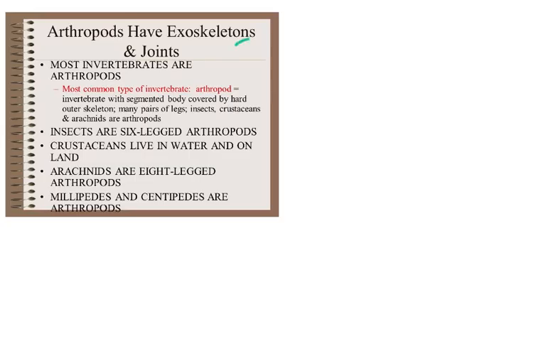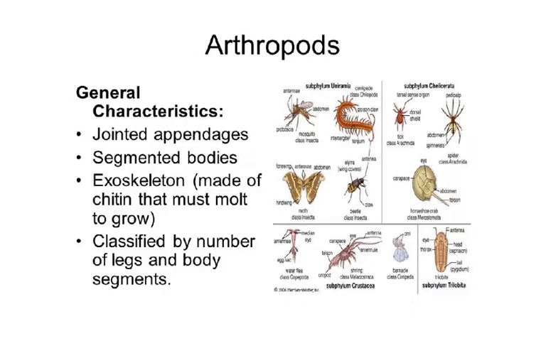Basically, arthropods have an exoskeleton and joints, and most commonly arthropods have a segmented body covered by an outer skeleton, with many pairs of legs. The different sub-classifications are insects, crustaceans, arachnids, and myriapods. Insects are 6-legged arthropods. Crustaceans live in water and on land. Arachnids are 8-legged arthropods. And millipedes and centipedes, of course, have legs on every segment, so they have many legs. Another very easy way of remembering it is: arthropod, jointed appendages, segmented body, exoskeleton made of chitin, classified by number of legs and body segments. So just a quick revision for you all.